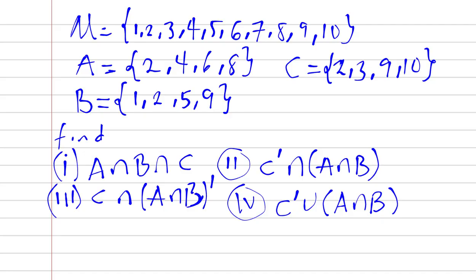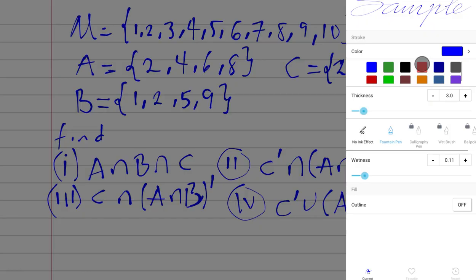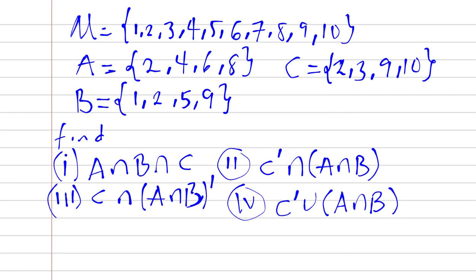I'm sure you know how to do it. For this one, you have to first do your A intersection B separately. You will get your C prime, then C prime intersection the answer you get here. The same thing here: your C intersection the complement of A intersection B. So you will do the complement first, and then do the intersection. And for this one, your C prime union your A intersection B that you've also gotten.